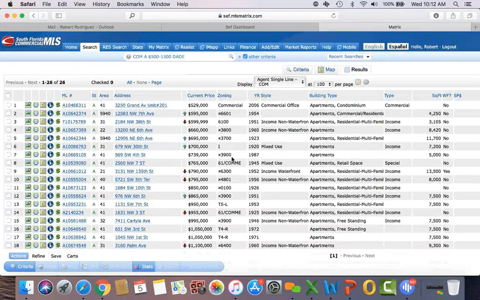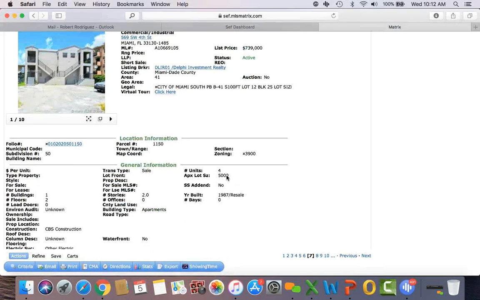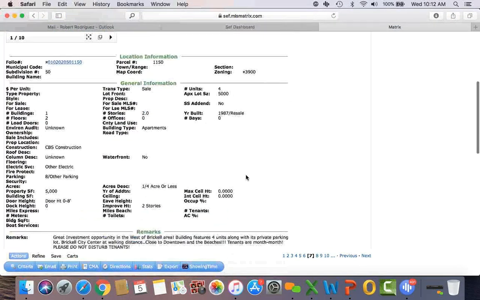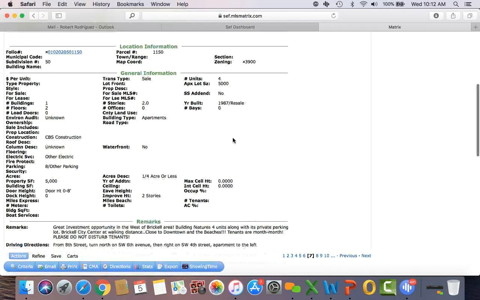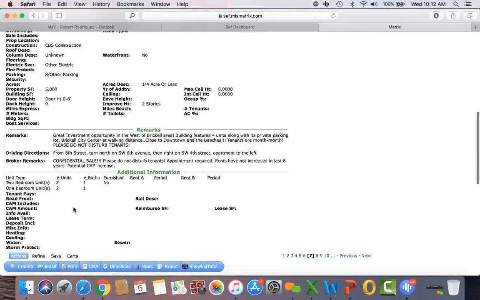When you click on results, these are your results. These are all apartment condominium buildings. And what you want to do is you want to click on one of these and see that this is, let's see, a 4-unit, which, by the way, 4 units not really supposed to be in this property type. 4 units are residential income properties, and they should be under the RIN. Anyways, they're telling you that this is a great investment opportunity in West Brickell area. Building features 4 units along with private parking.